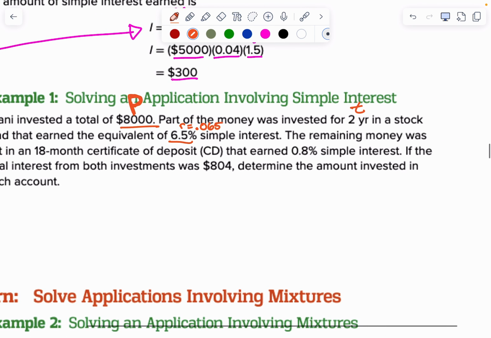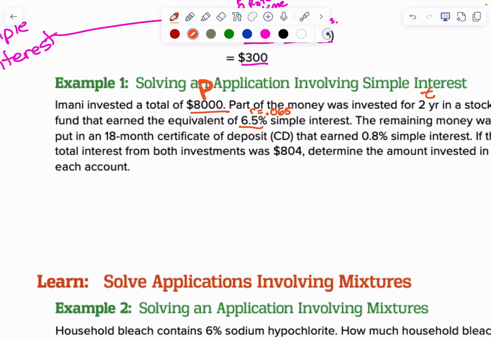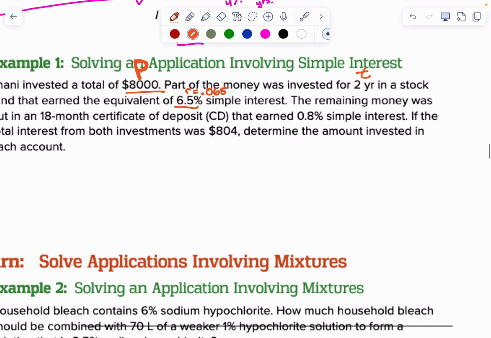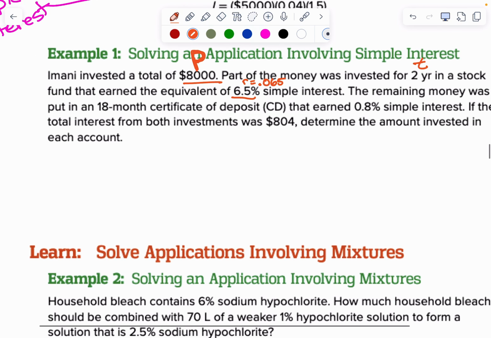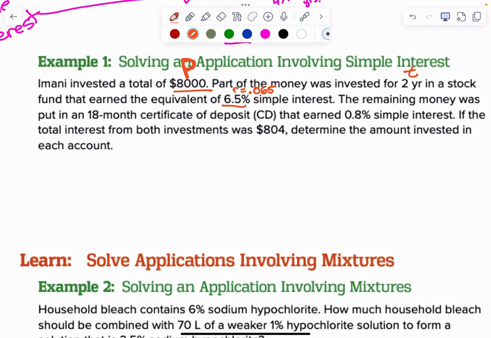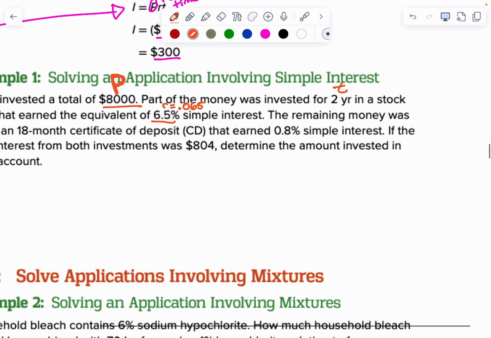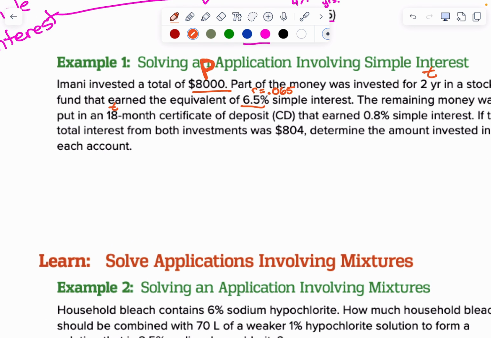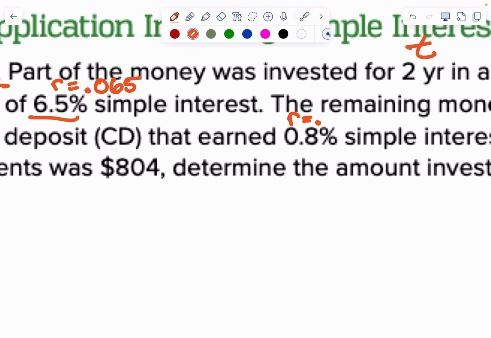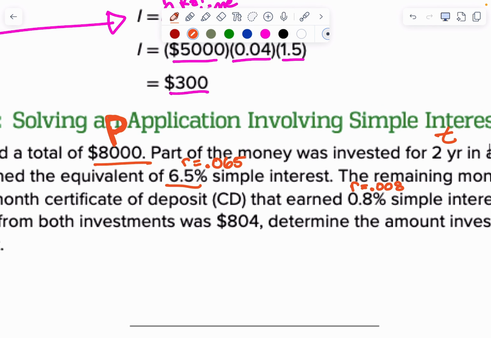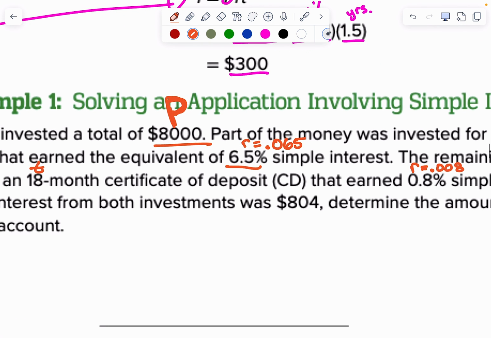Yep. The remaining money put in an 18-month CD that earned 0.8% simple interest. If the total interest from both investments was $804. So here's the deal. We've got another time and another rate, and this 0.8% as a decimal is 0.008, right? So I've got 2 rates and 2 times, because this $8,000, we're putting part of it in one and part of it in the other. Now, does it say that we're doing exactly half and half, like 4,000 here, 4,000 there? No. So we have to decide what we're doing.